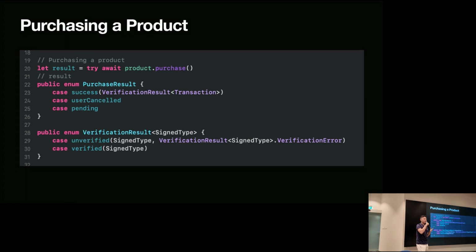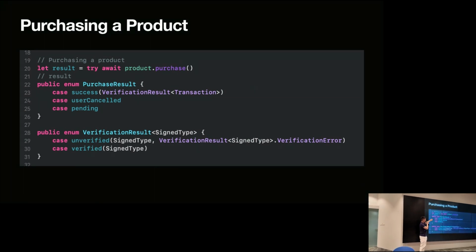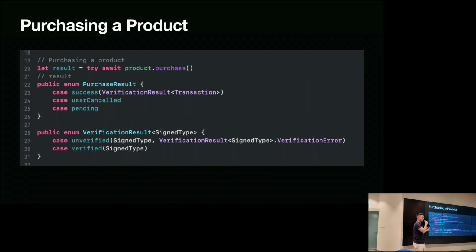So any payment method that is set up there will immediately show here. And so the results will return one of these three cases, which is success, user cancelled, or pending. And success itself contains an enum value of unverified and verified. And the first one is verified.